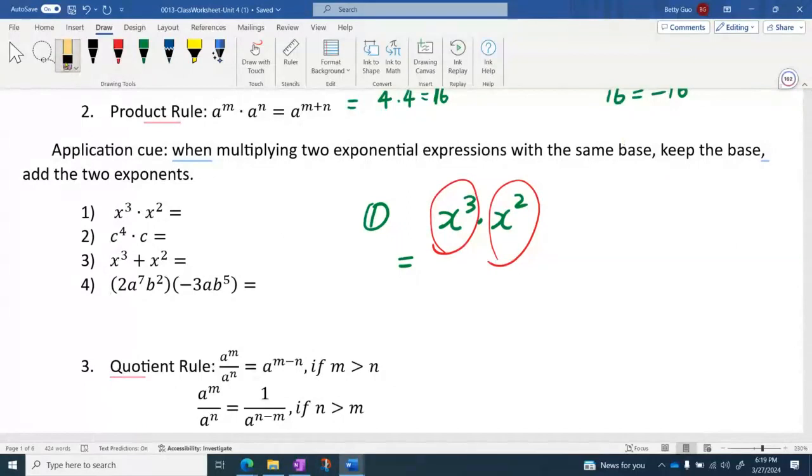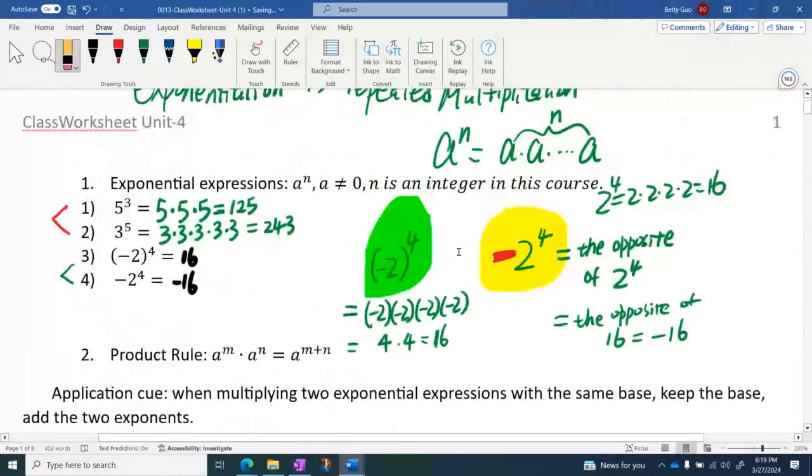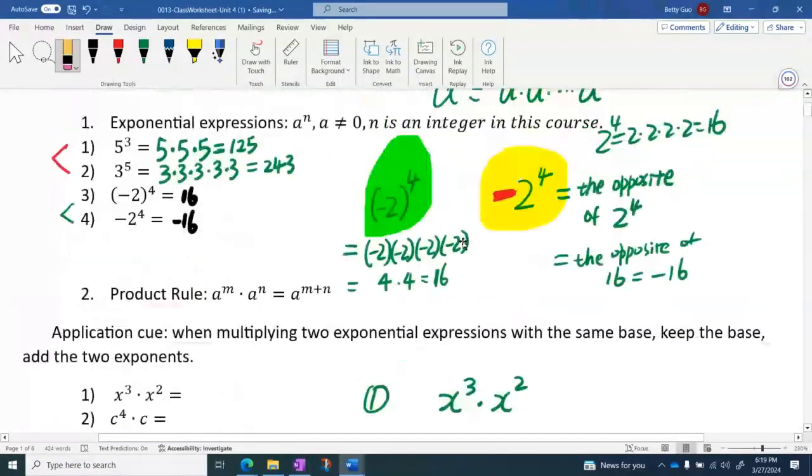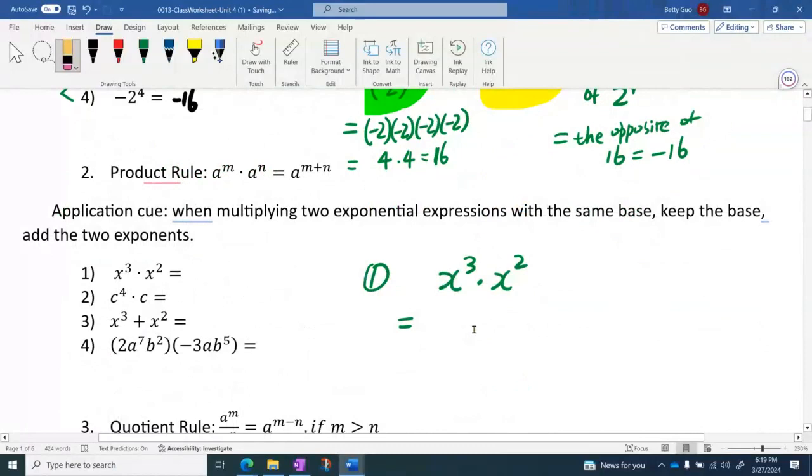Our goal here is to simplify the given expression. So I'm going to use the definition we just went over, the definition of exponential expressions, to simplify this expression. Let's see. x to the power 3: does x to the power 3 mean x times x times x? I believe you agree on that. x cubed, base is x, exponent is 3, simply means the multiplication of 3 x's.